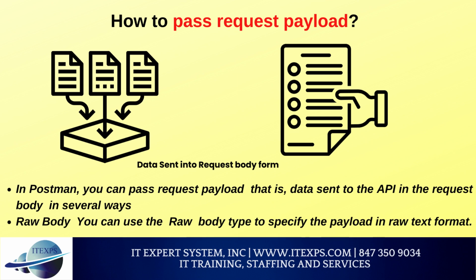To specify the request payload in Postman, select the appropriate body type and enter the data in the appropriate format. You can also use variables and environment variables in the payload, making it easy to parameterize your requests and automate your tests.